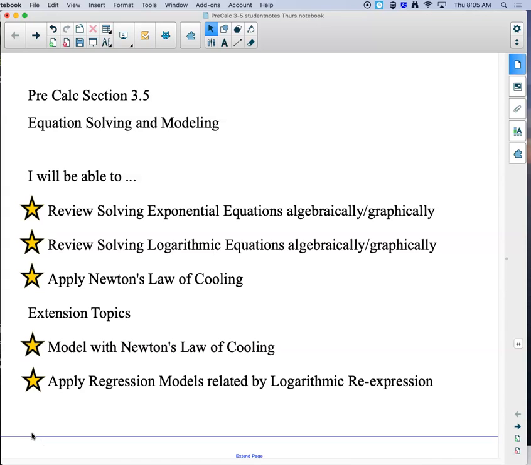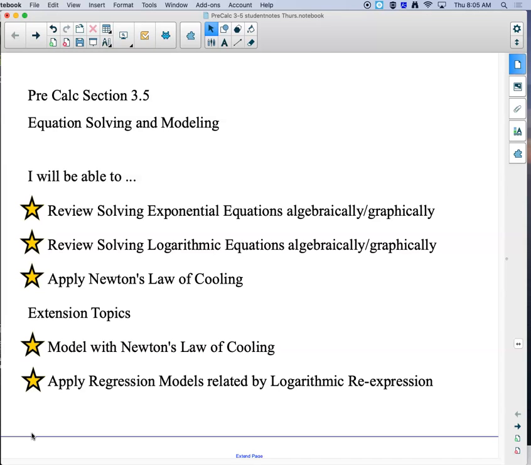So we're still working on section 3.5, and we'll be finishing that up tomorrow in the notes. We've got a little bit of word problem stuff that we have to wait for tomorrow for. We've already reviewed solving exponential equations, algebraically and graphically. Today, I'm going to spend a lot of time on review solving logarithmic equations, algebraically and graphically, and then applying Newton's law of cooling and these extension topics.